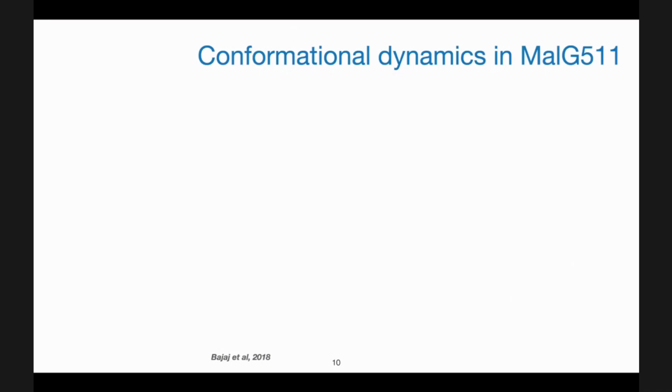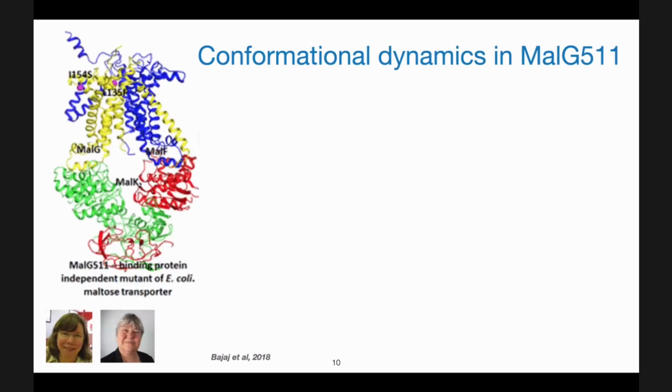Okay, now I will shift gears to MALG501, which was an MBP-independent mutant of the E. coli maltose transporter. It had two mutations, isoleucine 154S and isoleucine 135A in the MALG. So just to describe to you, the maltose transporter consists of MALG, MALF, and two nucleotide binding domains, and it had a specific mutation in the MALG part.